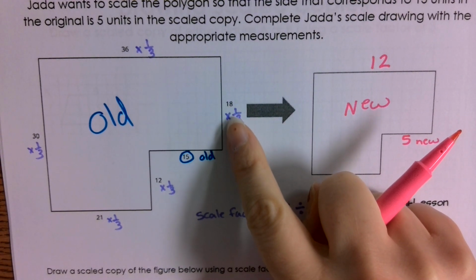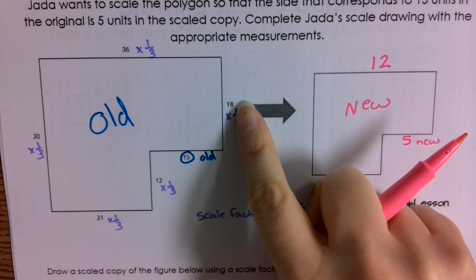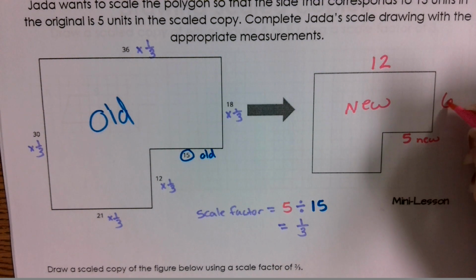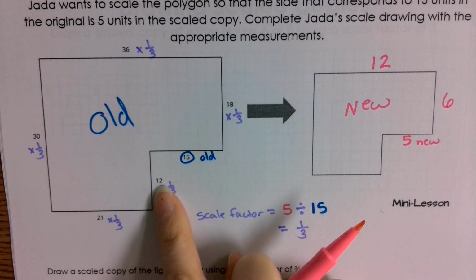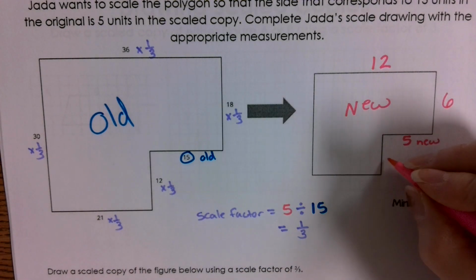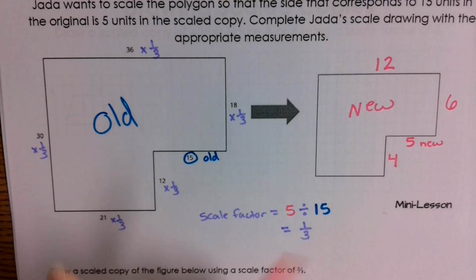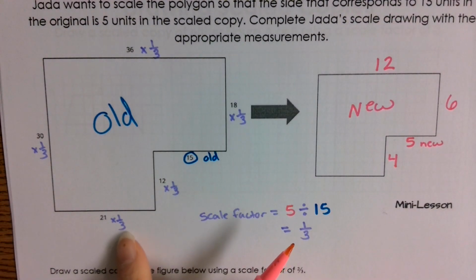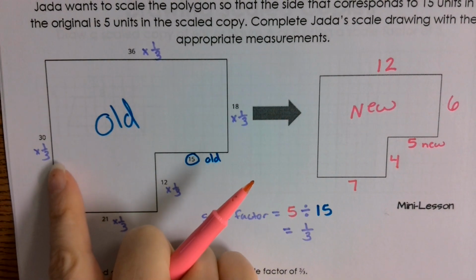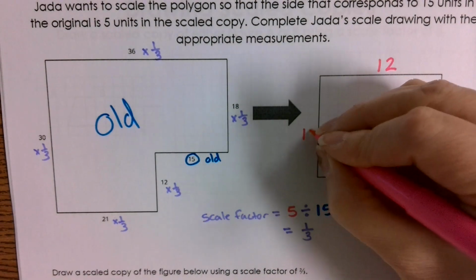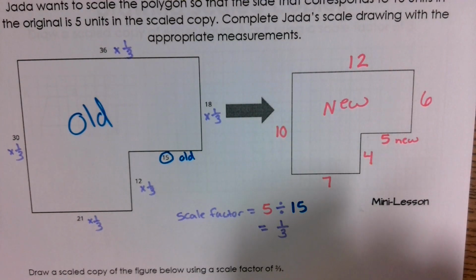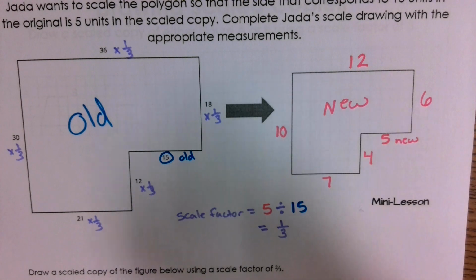18. If we do 18 times 1/3, or 18 divided by 3, what does that come out to? 6. If we do 12 times 1/3, or 12 divided by 3, that's what? 4. Okay. 21 divided by 3 is 7. And 30 divided by 3 is 10. So there's our new dimensions of our scaled down, our reduced scale drawing.